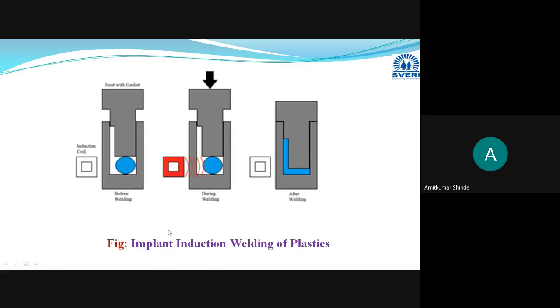Why is it termed as implant induction welding? This adhesive material which we are using to create this joint is termed as implant. This adhesive material is known as implant. And for the remaining part of this induction welding, the source of heat is the inductor coil. So this is the implant induction welding of the plastics.